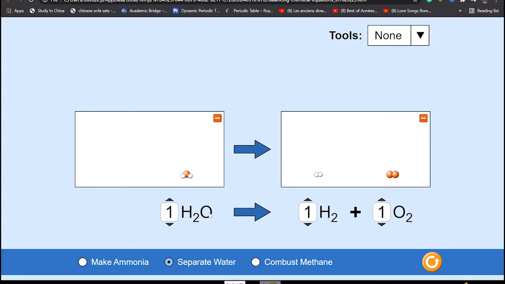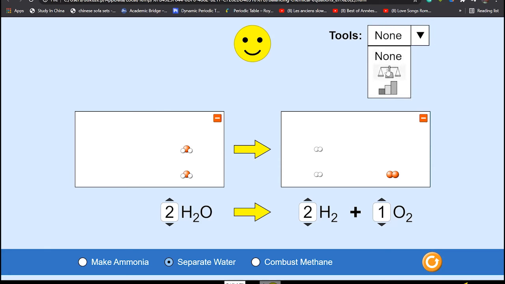We have 1 oxygen atom on the left-hand side and 2 oxygen atoms on the right-hand side. So here we have to increase to 2. Now we have 4 hydrogen atoms and 2 oxygen atoms. Here we have 2 oxygen atoms, but here we still have 2 hydrogen atoms. So we increase to 2. And the smiley again appears, to show that we have correctly balanced our equation.